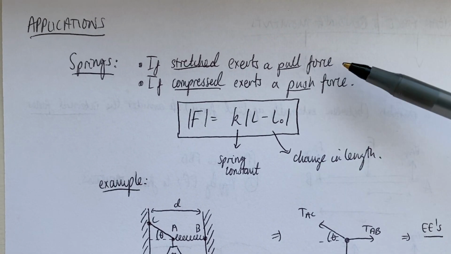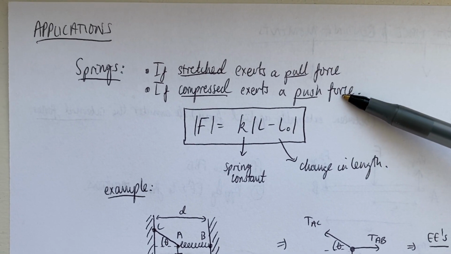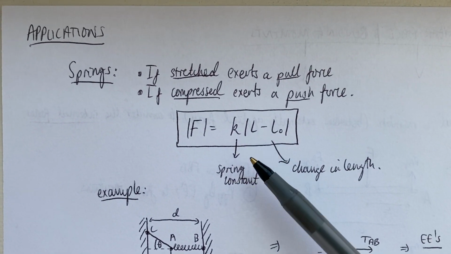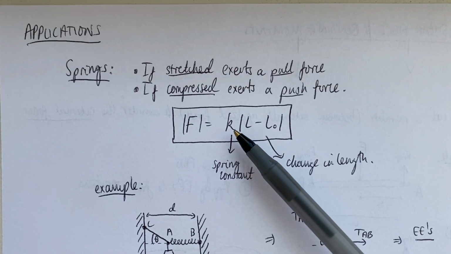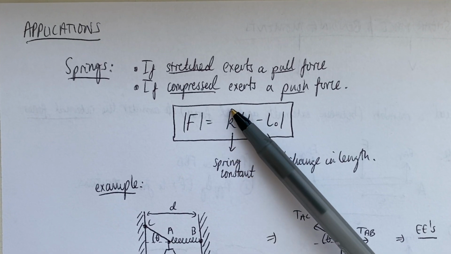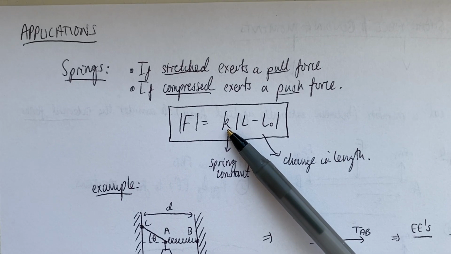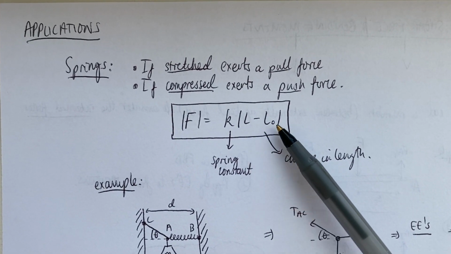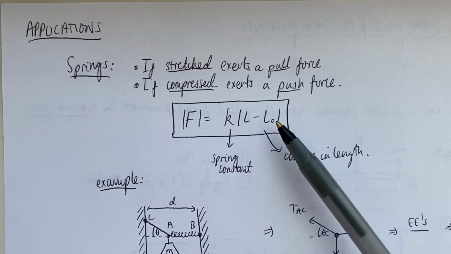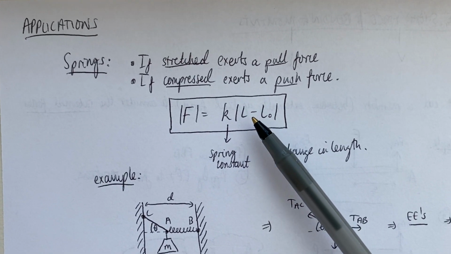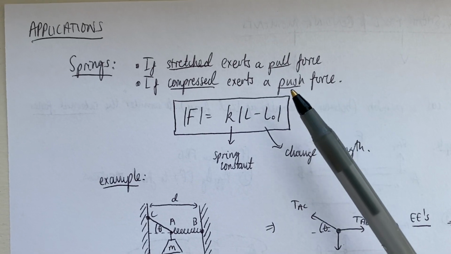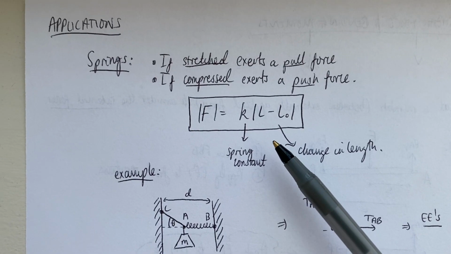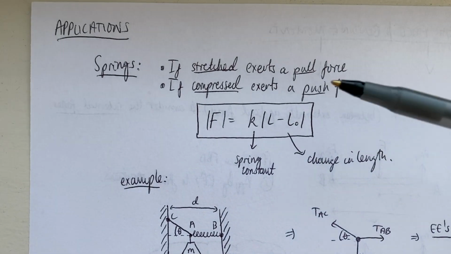And we described the magnitude of these forces, whether it's a pull or a push, based on the spring constant K, which is usually given in the question unless we're asked to find it, multiplied by the change in length. So you'll notice that this is in absolute value bars, so we're just interested in the positive value of the difference between the original length or the undeformed length and the deformed length, whether that's either a stretch or a compression.